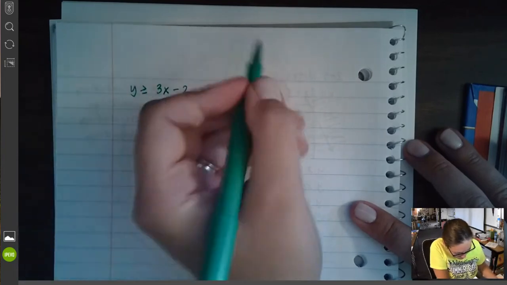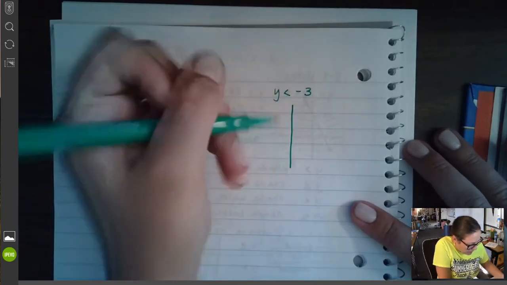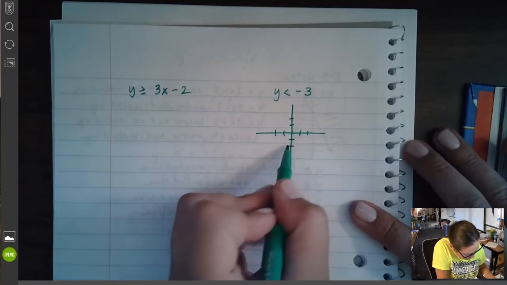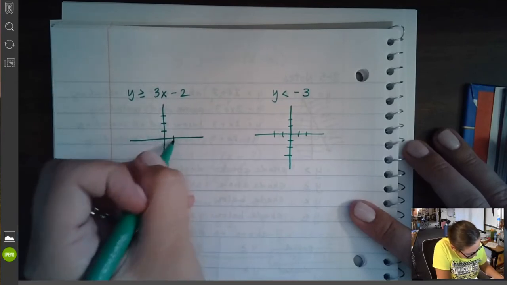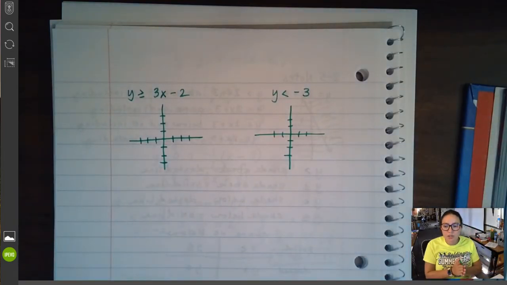Here's a couple more. Y is greater than or equal to 3x minus 2, and y is less than negative 3. So let's put these graphs together. What I'd like you to do is pause the video and try to graph these on your own. Pause the video, try these on your own, and then once you've done them, restart the video and see how you did.